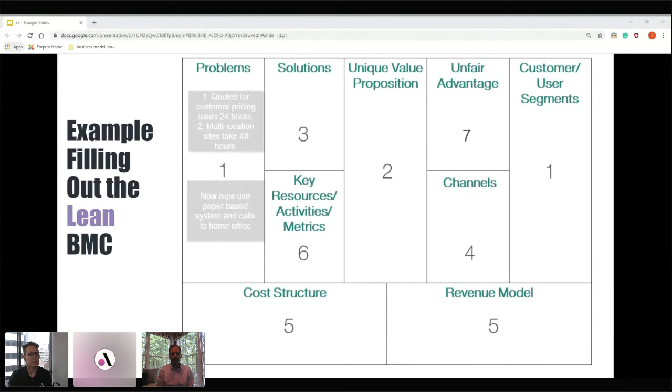And the problem they had was the sales force would go out and quote different clients on energy transfer. But the problem was that the quotes took over 24 hours. And if they happened to have multiple locations, let's say franchise locations, it took well over 2 days. So what the reps were using in the field was basically a paper-based system, and then they would call into the home office and get the information.